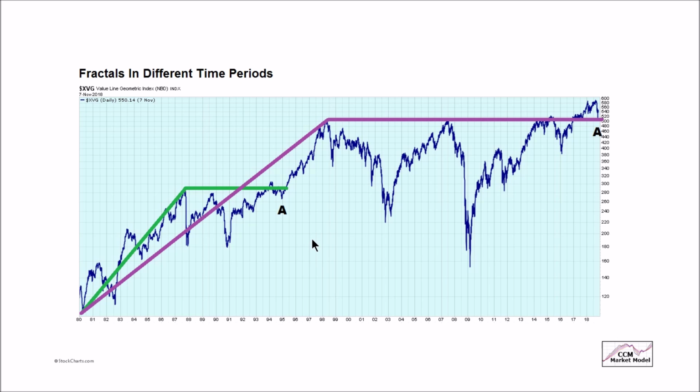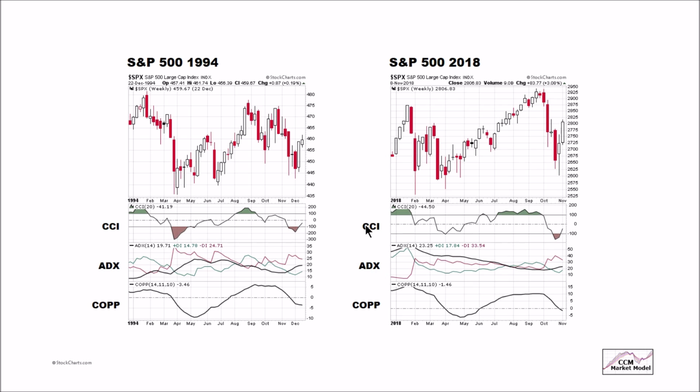Is there any other evidence that tells us the net aggregate opinion of all market participants in the present day might be similar to this concerning look here in 1994? So let's compare point A to point A again, this time using weekly charts. This is December 22nd, 1994. It's 2 weeks into a rally off the low. November 8th, 2018. It appears that we're 2 weeks into a rally off of a similar low. Whether this is a real low, that's to be determined.